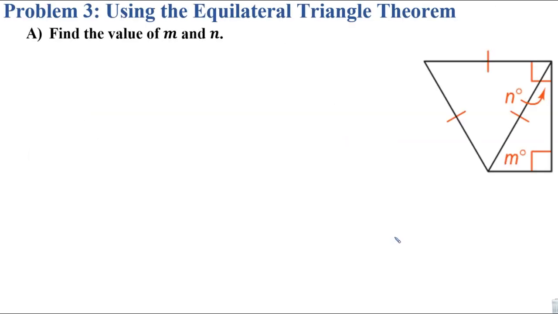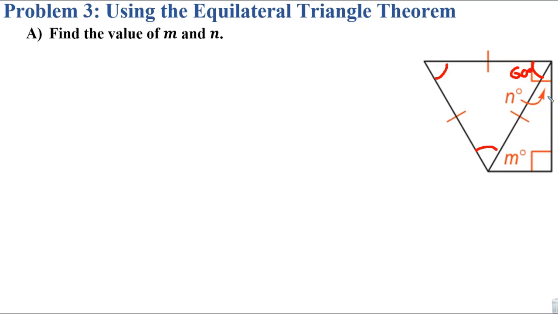In problem 3, let's go ahead and use that equilateral triangle property. Part A says find the value of m and n. And it looks like in this one we have two different triangles, an equilateral triangle on the left, and then just a right triangle on the right. And we have two variables we want to find, so it looks like we're going to have to use our equilateral triangle theorem along with some other properties of triangles. Now, again, anytime you see an equilateral triangle, we know that all three angles are congruent, and all three angles are 60 degrees.